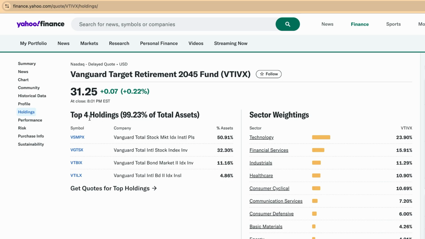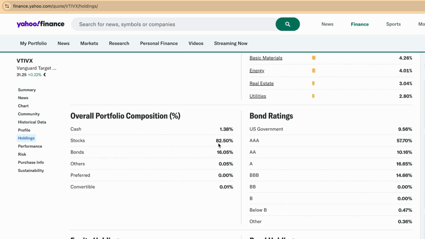Now, the top 4 holdings in this case are the Vanguard Total Stock Market, the Total International Stock Index, the Total Bond Market, and the Total International Bond Market. So you will see that this fund also holds other funds. So 4 funds in this particular fund. And it's all, again, Vanguard, and it's all separated between stocks and bonds, with 82% being stocks. So this was the Target Retirement 2045 fund. And again, keep in mind 82-16 for stocks and bonds, more stocks.